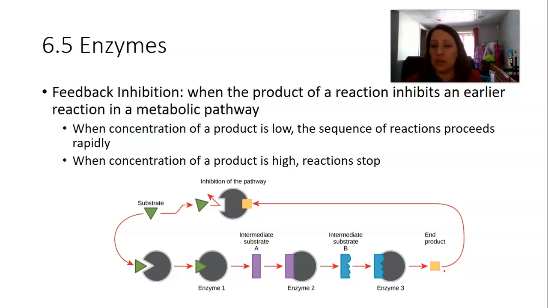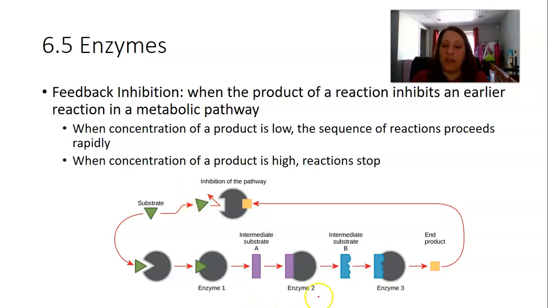Do we need this reaction to proceed? Is it smart for the cell to keep this reaction going if the end product isn't being used? No, right? We want to work on a supply and demand fashion. So this end product, if it starts to build up, it will actually bind to enzyme 1 at an allosteric site, a site other than the active site in this case. And that will cause the enzyme to change shape and no longer be able to bind to its substrate molecule. And this reaction will be shut down.